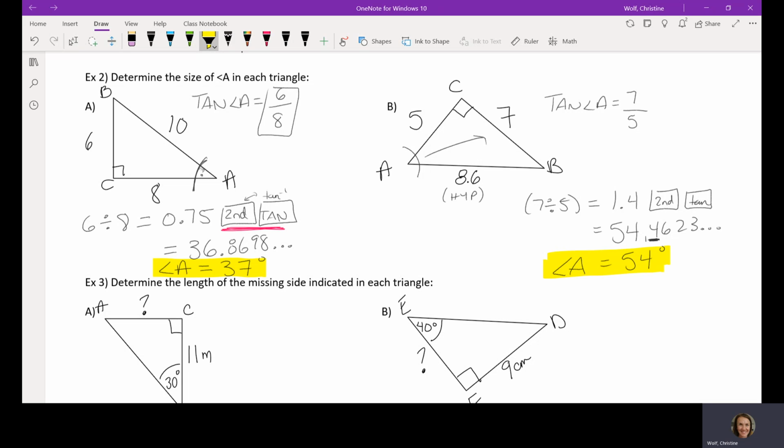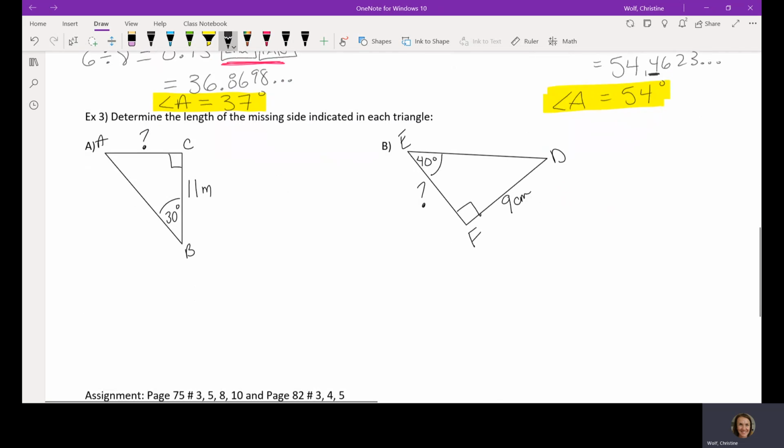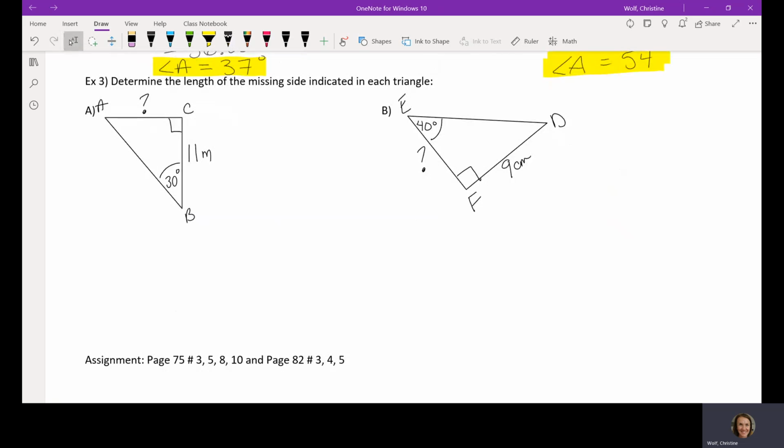All right, the next set of examples is the opposite. It's where you're going to be given an angle and you have to find a missing side. As you can see in example 3, determine the length of the missing side indicated in each triangle. In this first triangle, I have this question mark right here. I want to find the length of that side, and I know that this angle is 30 and that this side is 11. So I have to use those two pieces of information to solve for that missing side.